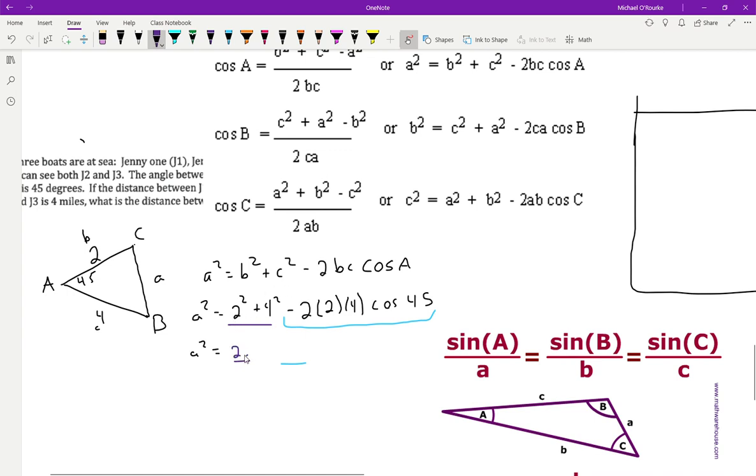So that's going to equal 20. If I do this calculation, that equals negative 11.3. Combine those two numbers, and I get 8.7. In order to get the answer, I take the square root of each side. So A is going to equal about 2.9. Good.